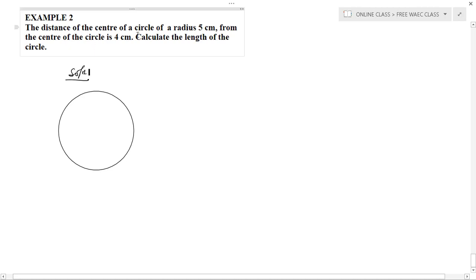That's the way it should be. There's a typographical error in the question: the distance of a chord from the center of the circle of radius 5 centimeters is 4 centimeters. Calculate the length of the chord.